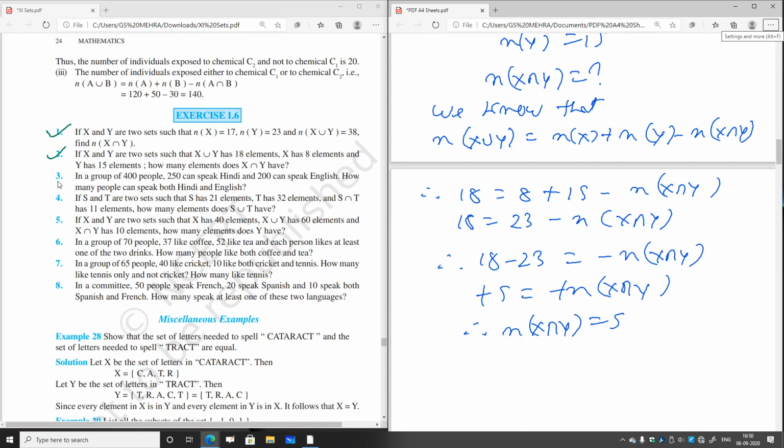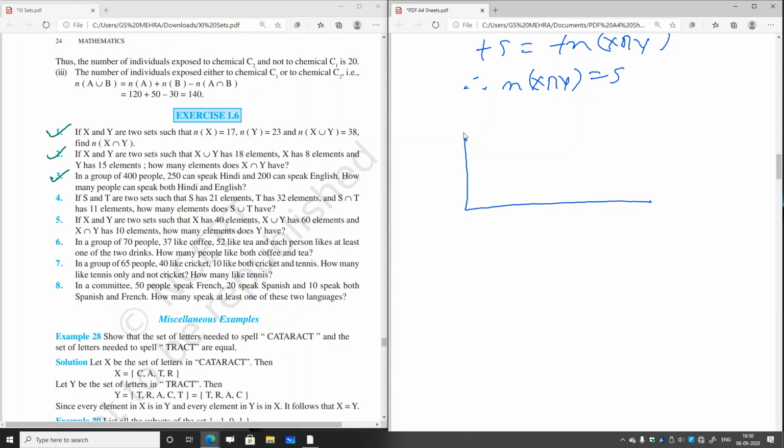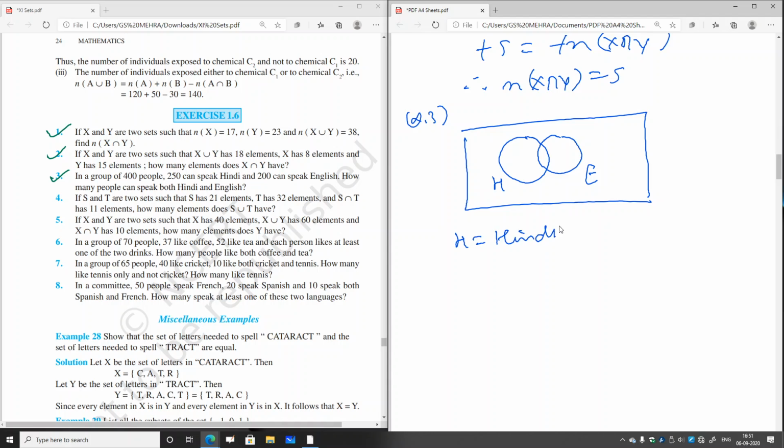Now let us do the third one. The third one we'll do by Venn diagram. First of all, we'll draw a rectangle. So this is question number three, and we'll draw two circles. One will represent Hindi and the other English. Suppose H represents Hindi and E represents English.